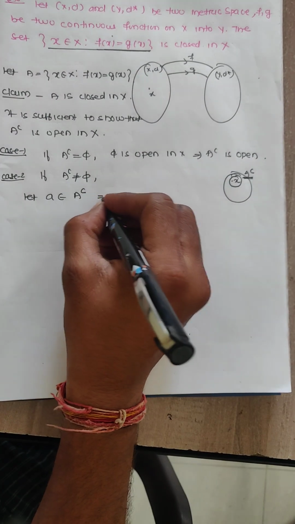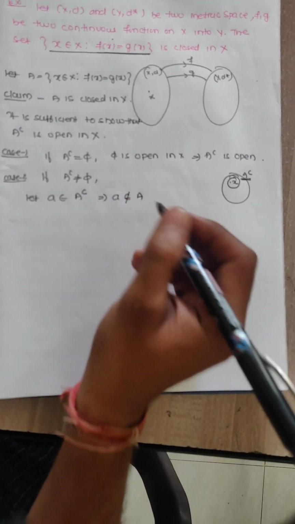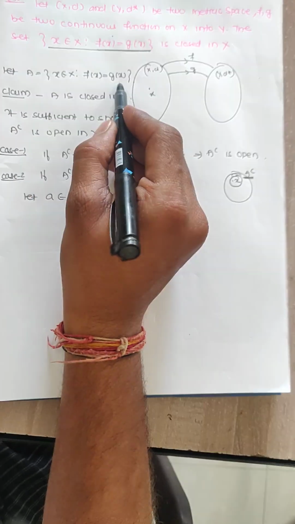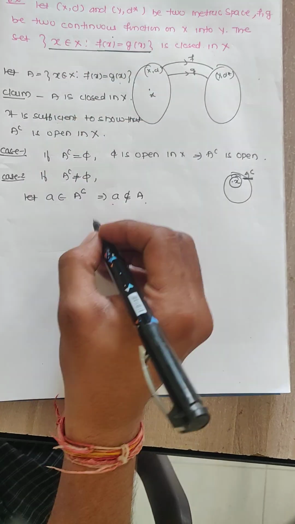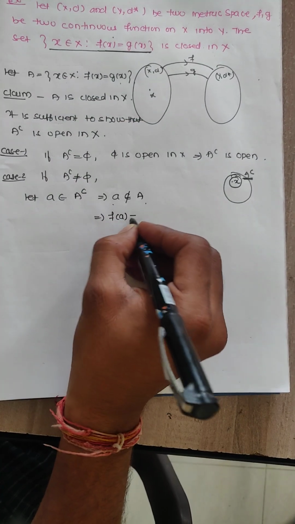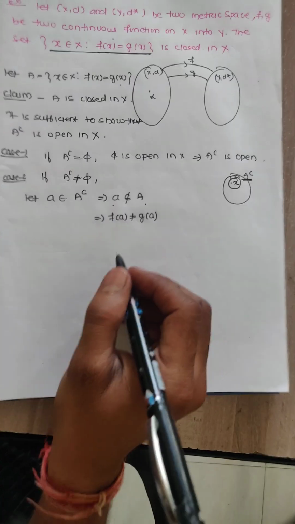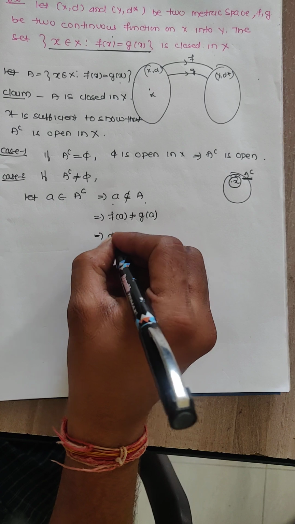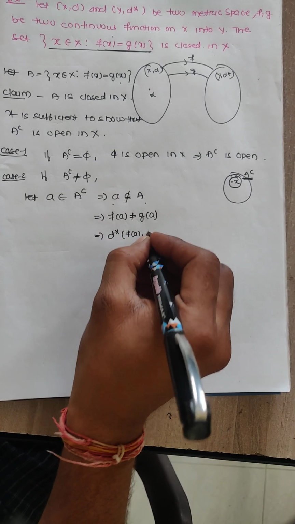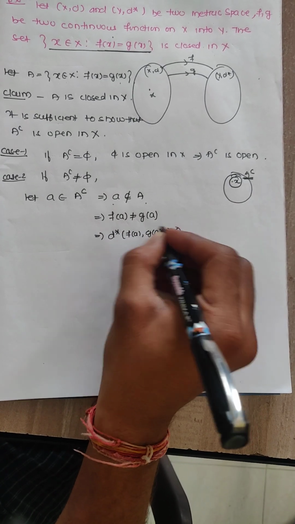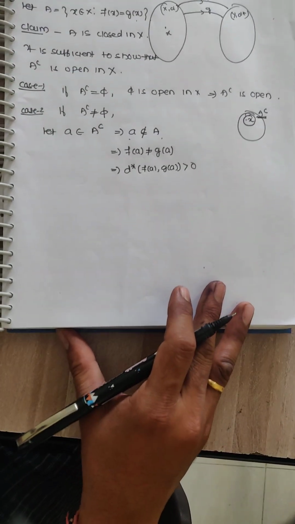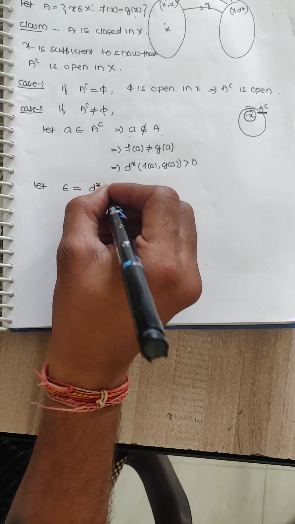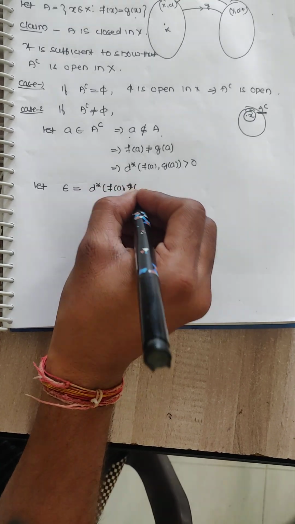a belongs to A complement means a does not belong to A. What is the set A all about? The collection of all x such that f(x) equals g(x). So f of a is not equal to g of a, where f(a) and g(a) are two points in (Y, d*). This implies the distance d* between f(a) and g(a) is strictly greater than 0, since they are not equal by the definition of a metric space. So let epsilon be nothing but the distance between f(a) and g(a).